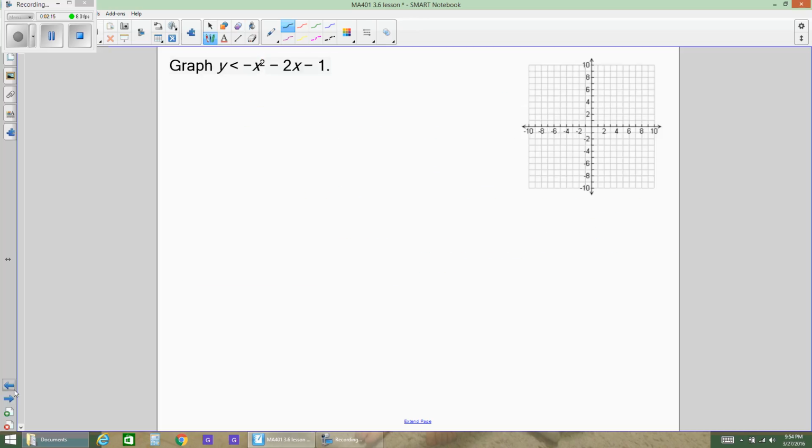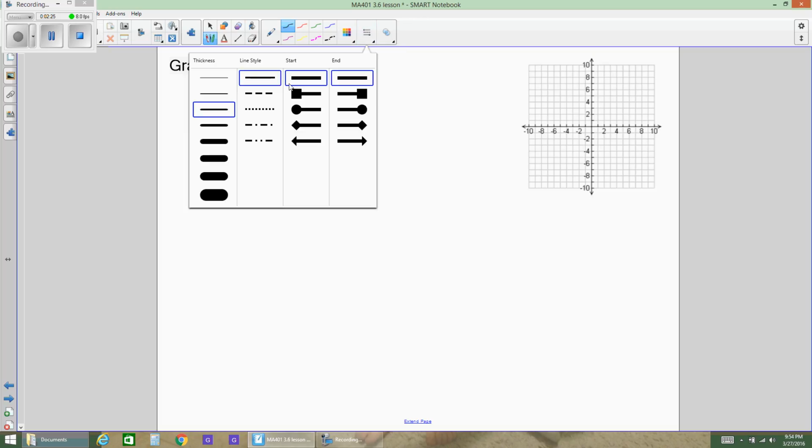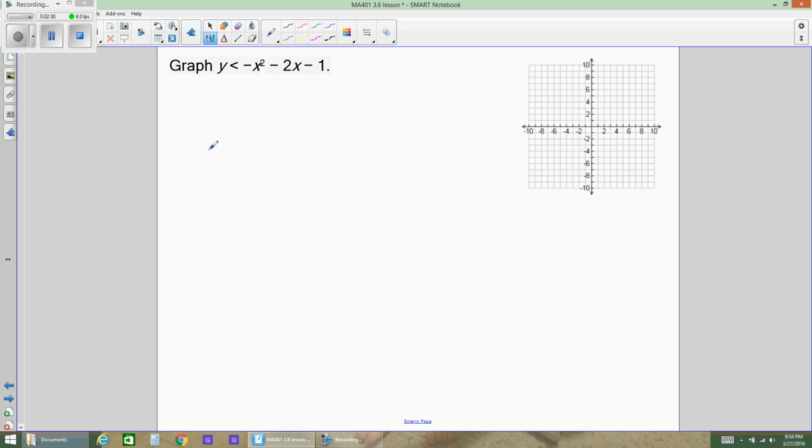So let's go ahead and get started here. It says graph y is less than negative x squared minus 2x minus 1. All right, first steps first. If we're going to graph, what do we need to know? We need to know the line type. So that is going to be dashed. What else do we need to know to graph? We need to know the vertex.